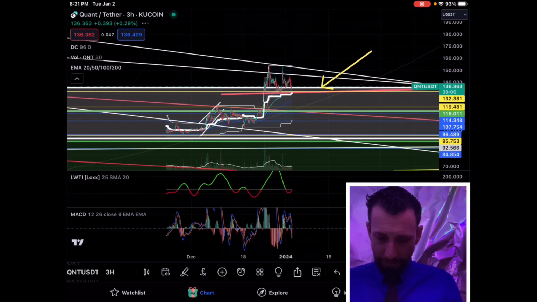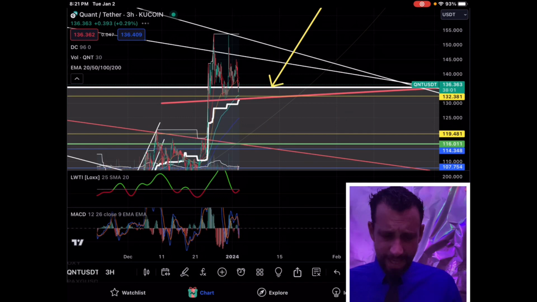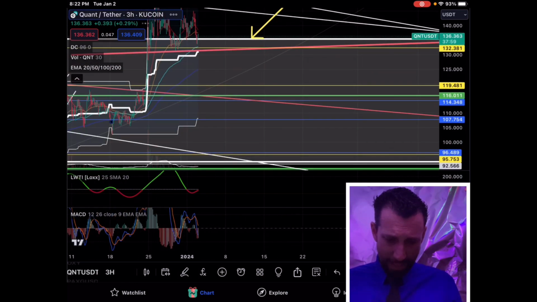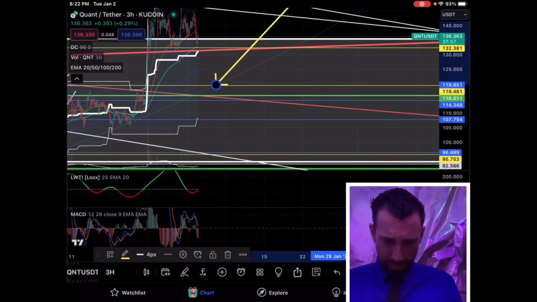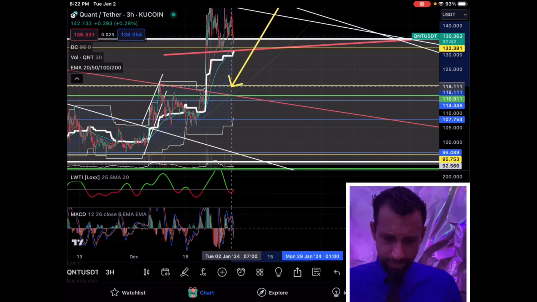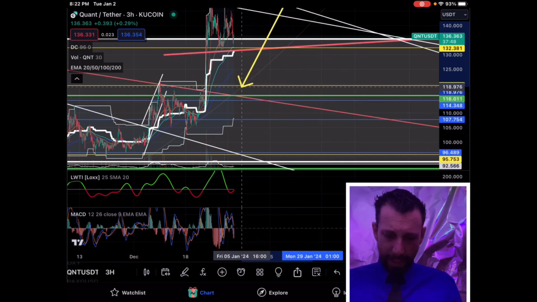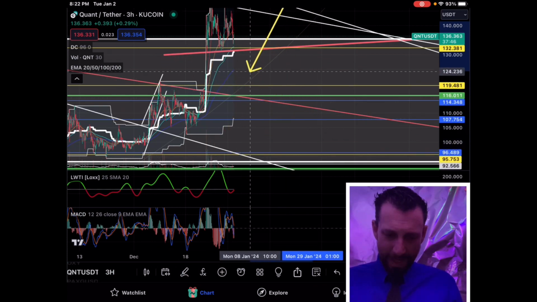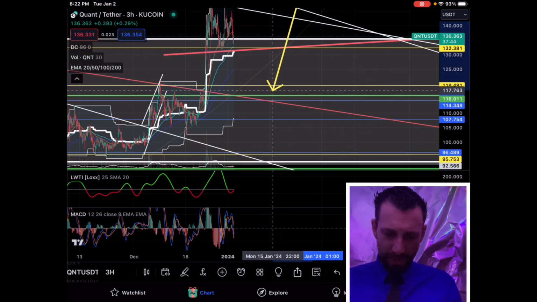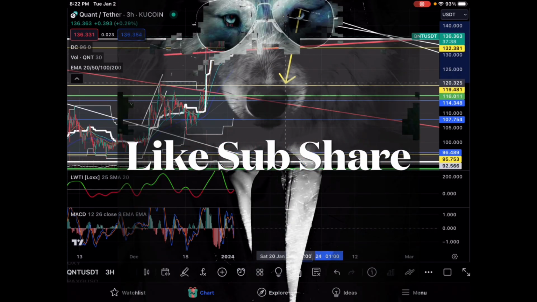Now, one other thing I want to point out to you is that if we were to break down, that bear case, this would be very interesting, because essentially I think we would get support on the top side here of this former descending channel we were in, and you might find yourself bouncing around in here, which is a wedge.